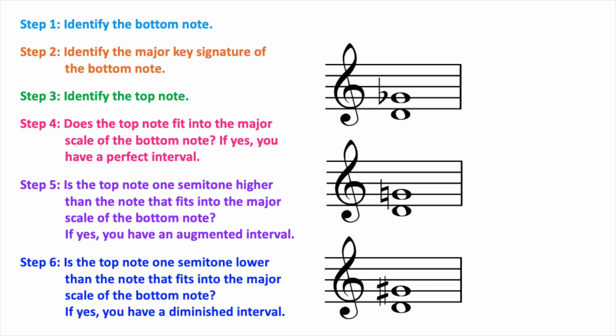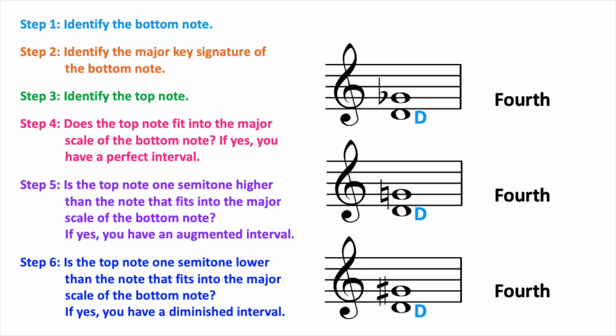When we work out the numerical name of an interval, we disregard all accidentals, so no matter whether we have a G flat, a G natural, or a G sharp above the note D, each of these intervals will be classified as a fourth. If we look at our instructions, our first step asks us to identify the bottom note of the interval. Here we have the note D.